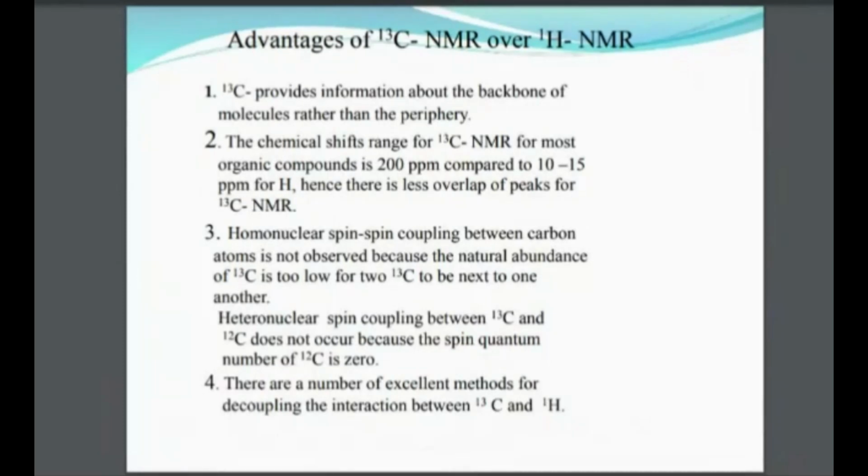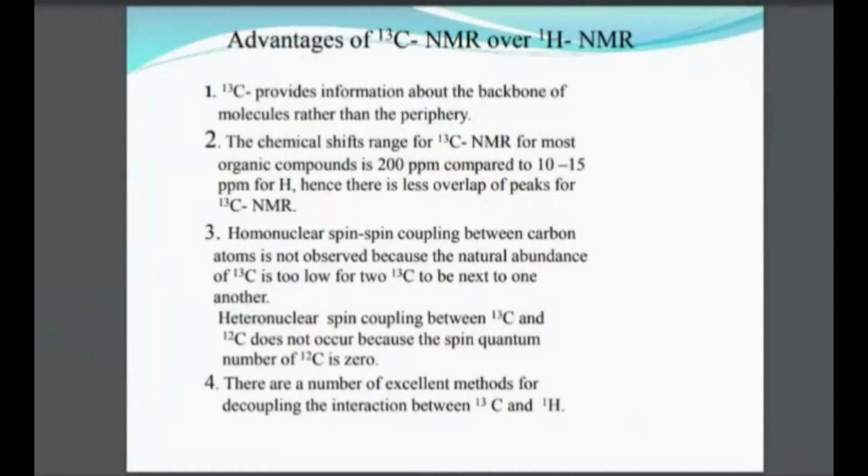See, in H1 NMR, we had to predict the structure, the backbone. We all are studying carbon chemistry. So, all the structures that we draw, we first draw carbons. Even when we draw on paper, we first draw carbons. Then we add hydrogens, oxygen, nitrogen to it. So, what is the most important part in organic chemistry? It is the carbon backbone of the structure.